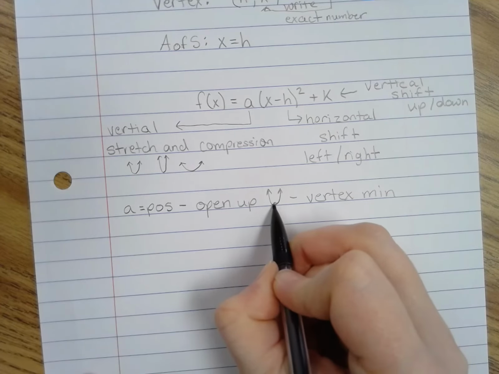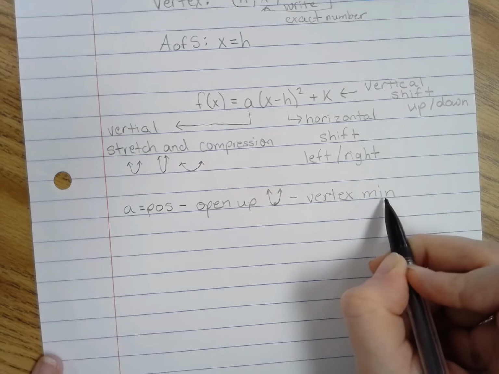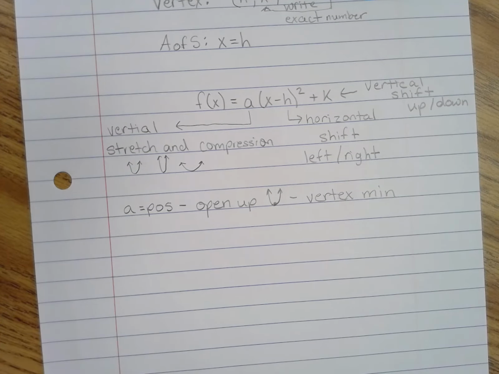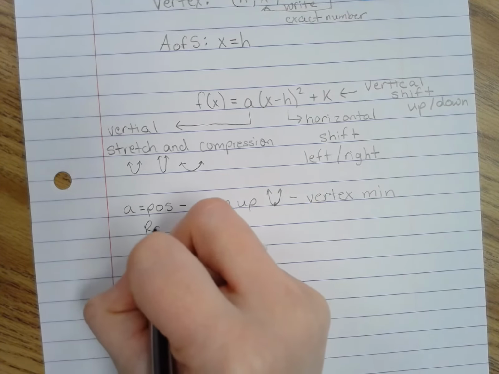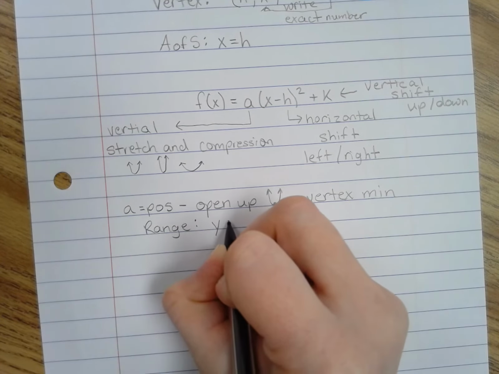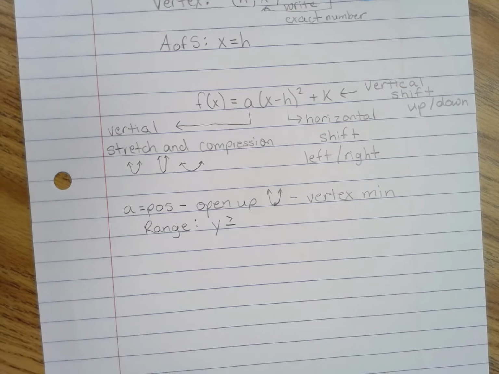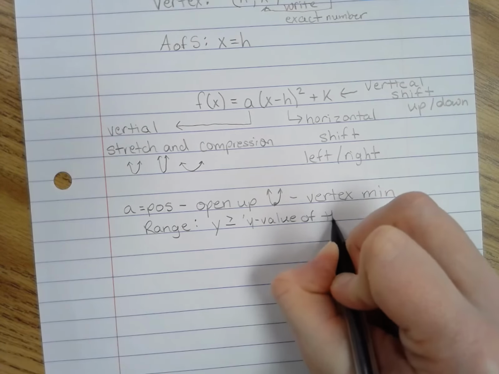The lowest point on the graph is the vertex, and so that would be why we call it the minimum. And when we talk about domain and range, domain for quadratics is always going to be all real numbers. Those U-shapes will eventually reach every x value that is possibly out there on the graph. But our range is going to be restricted by which direction it opens. So in the case that a is positive, our range is going to be y greater than or equal to the y value of the vertex.